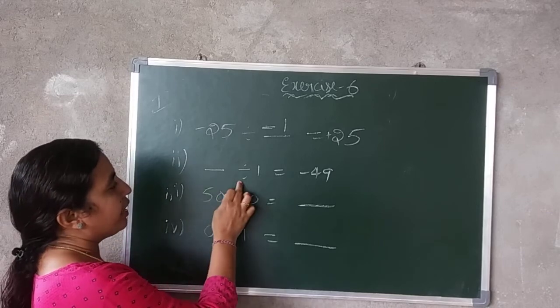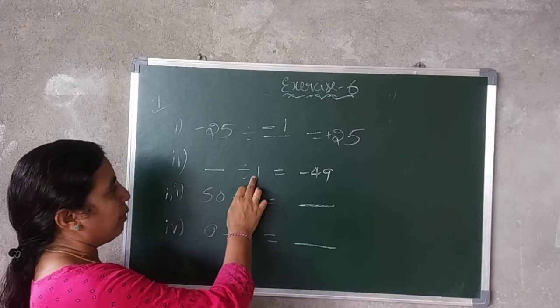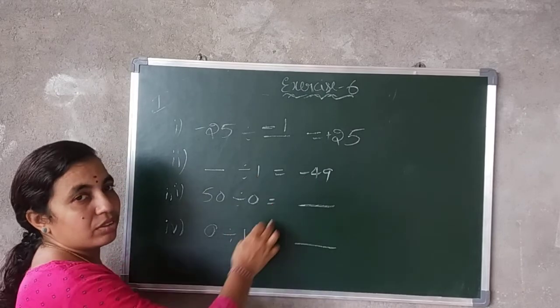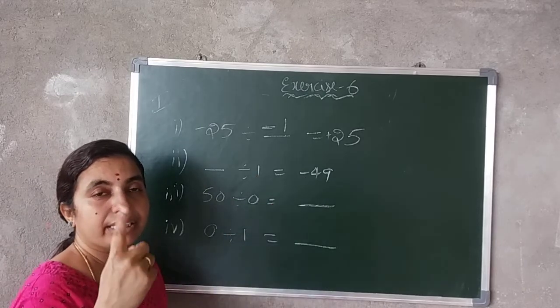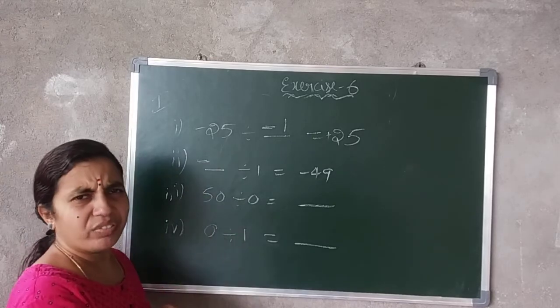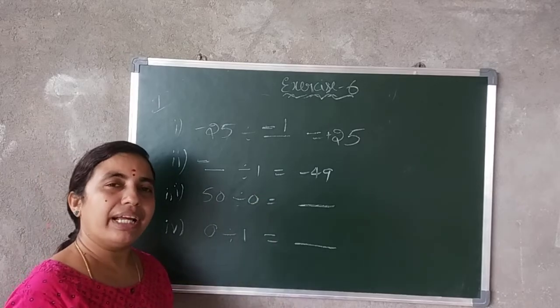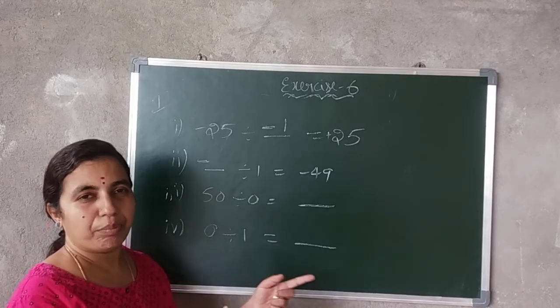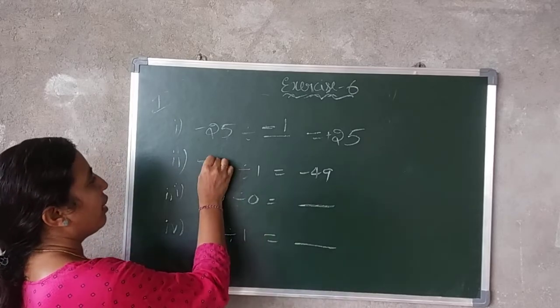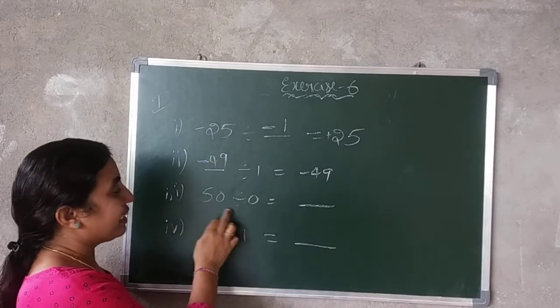Next, dash divided by 1 is equal to minus 49. Again see, here plus is there, here minus is there. So you should have at least one negative sign, so minus. Which number do you have to divide by to get minus 49? By 1. If you multiply or divide with 1, you get the same number. That means you have to write the same number, minus 49.